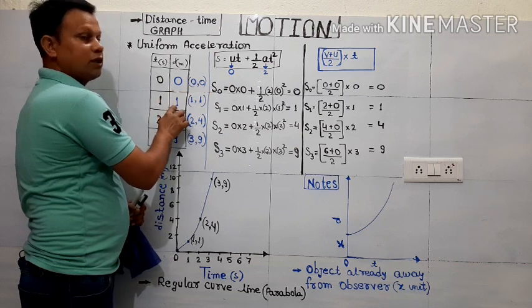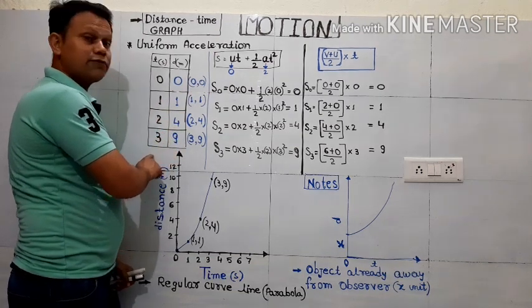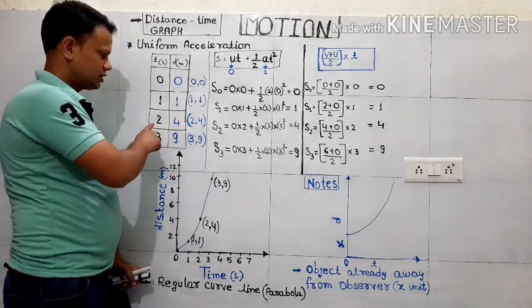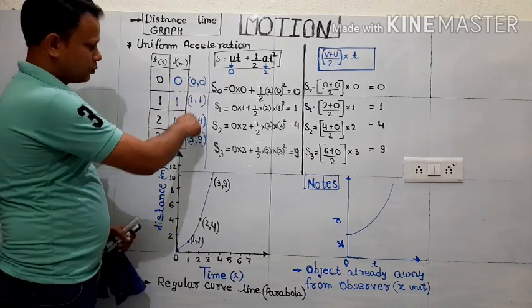So 1 second 1 meter, 2 second 4 meter, 3 second 9 meter. If we take 4 second, we'll get 16 meter. Can we get some relation here? It is a square value which is going on.